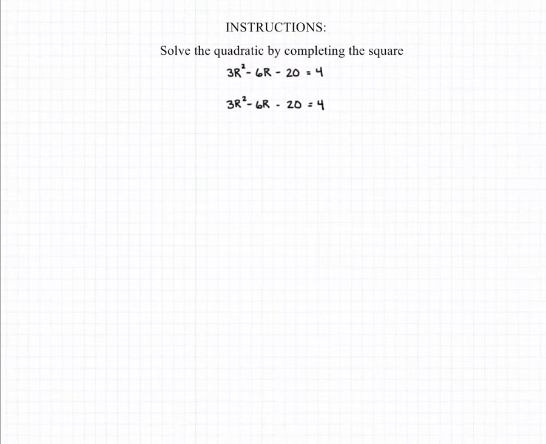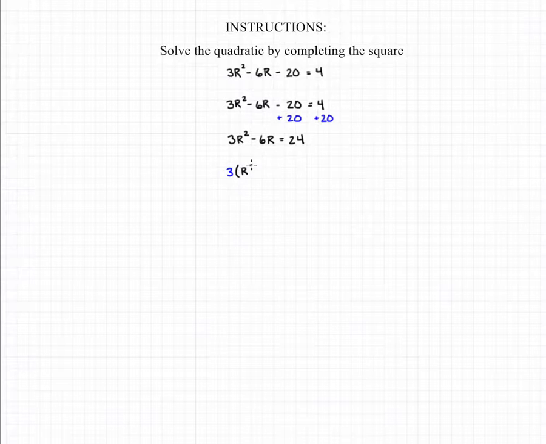In order to complete the square for this quadratic, we first need to isolate the terms that have variables. So we add 20 to both sides of the equation and end up with 3r squared minus 6r equals 24. Now ideally we'd like a 1 as the coefficient in front of our r squared, so we can factor out a 3 from the left side, leaving us with r squared minus 2r, and that's all going to equal 24.